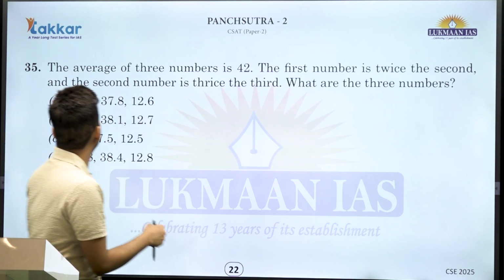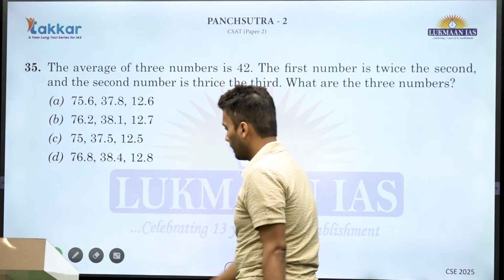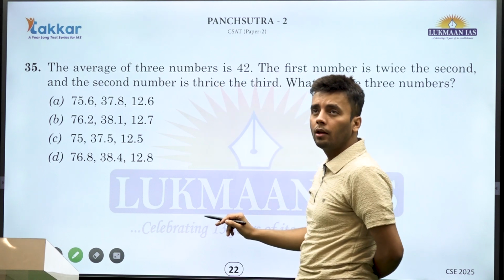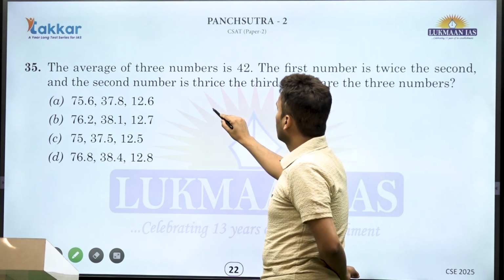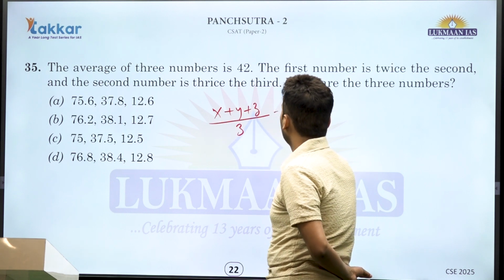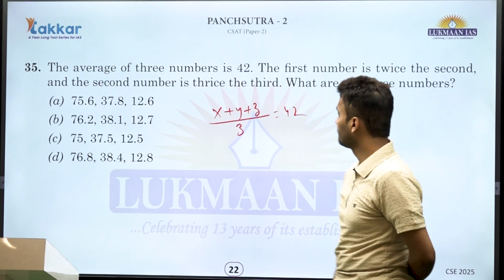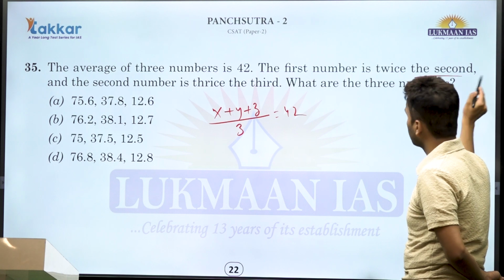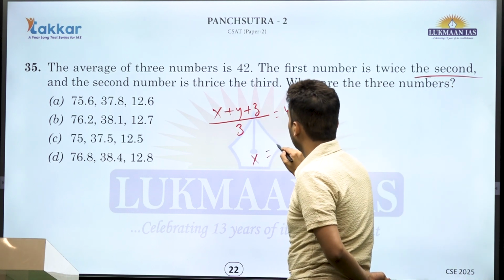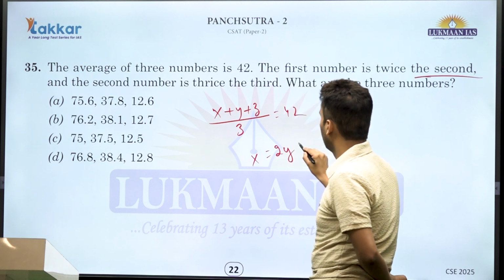Now let's move to the 31st. This one is based on calculation. The average of 3 numbers is 42. That means if there are 3 numbers, (x plus y plus z) by 3 is equal to 42. The first number is twice the second number. That means the first number is x equals 2y.